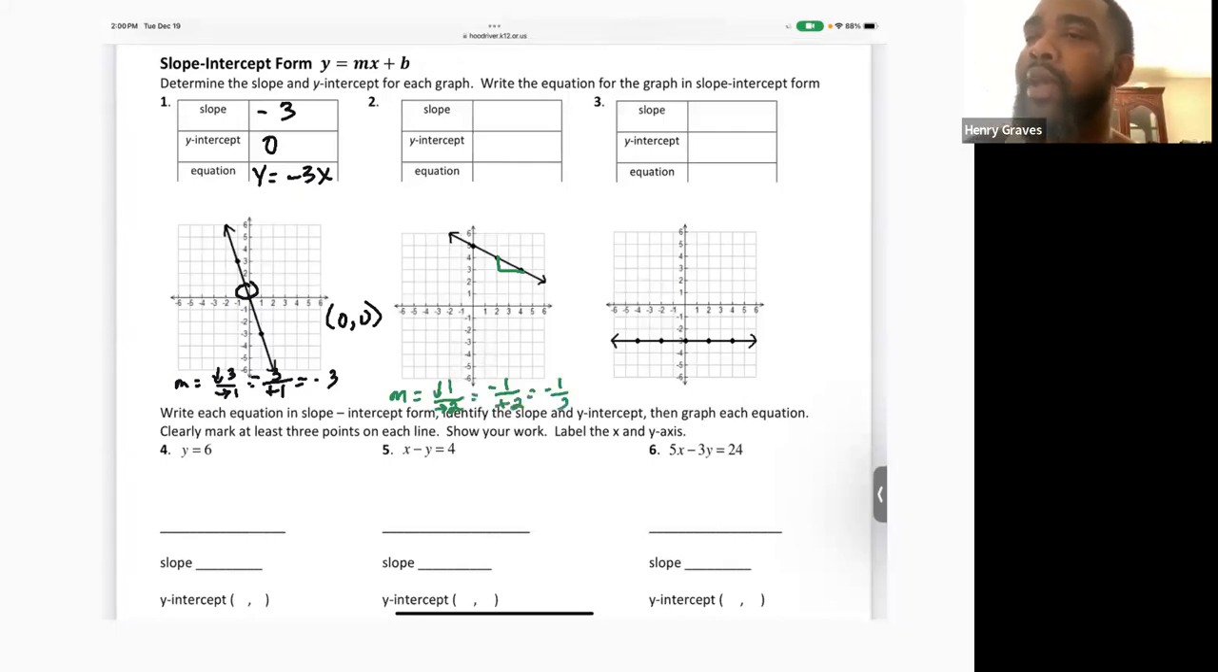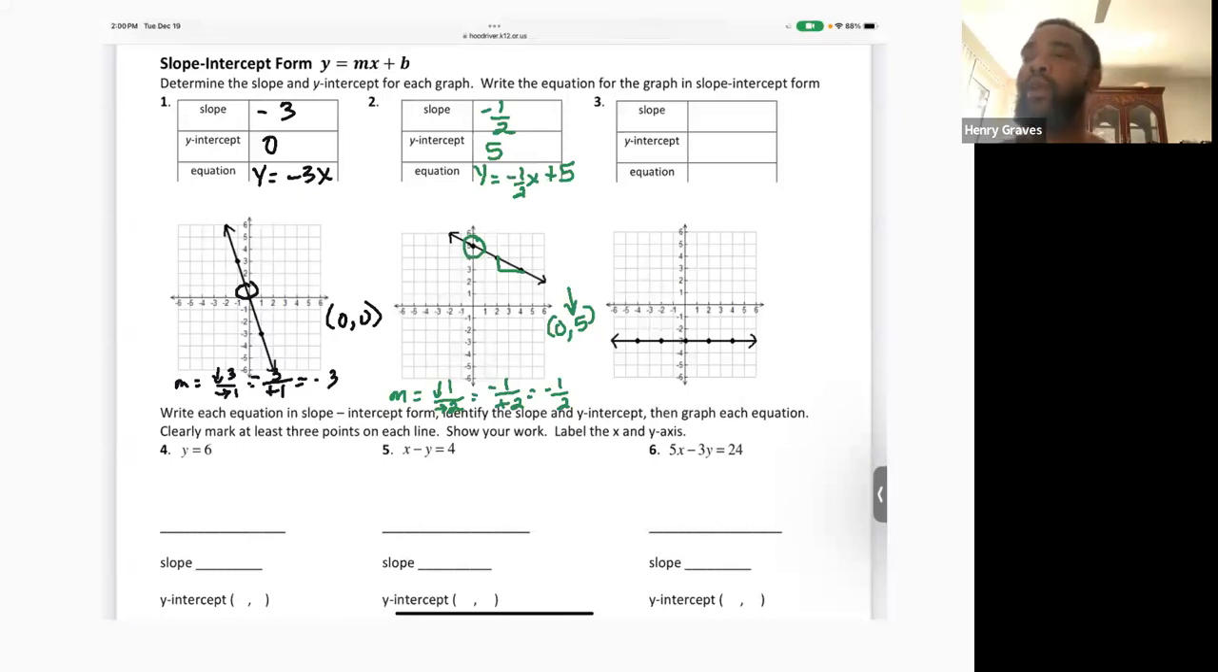Now, if you look carefully, the function crosses at 0, 5, right? So that means when x is 0, my y is 5, and that's my y-intercept. So y is going to equal negative 1/2 x plus 5. Hope that helps.